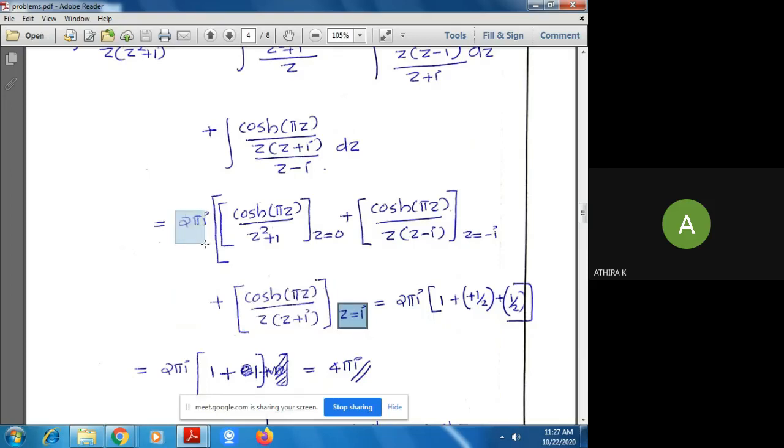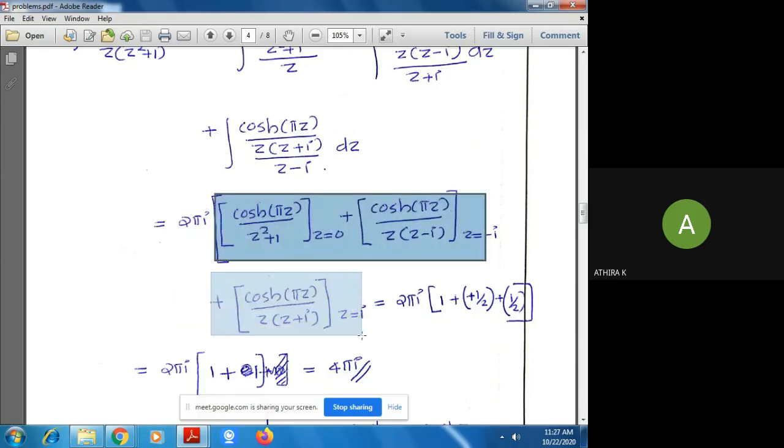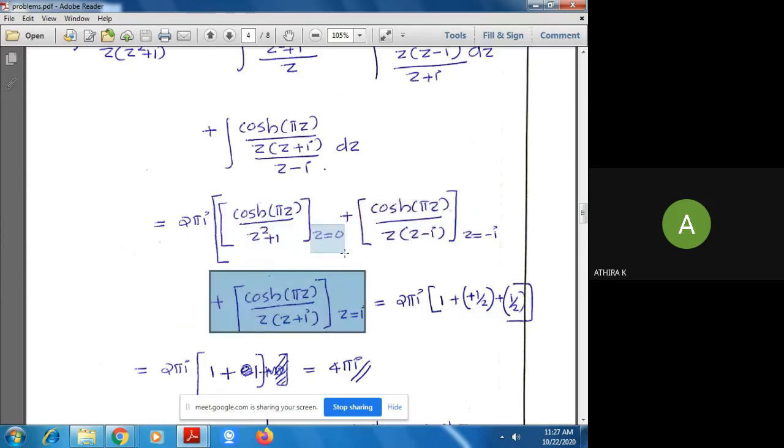I take 2πi outside and the other terms are as represented here. And now substitute z = 0 in the first expression, z = −i in the second expression, and z = i in the third expression. So here cosh(πz) divided by z² + 1 at z = 0 is equal to 1, and here this is equal to 1/2, and here this is equal to 1/2.